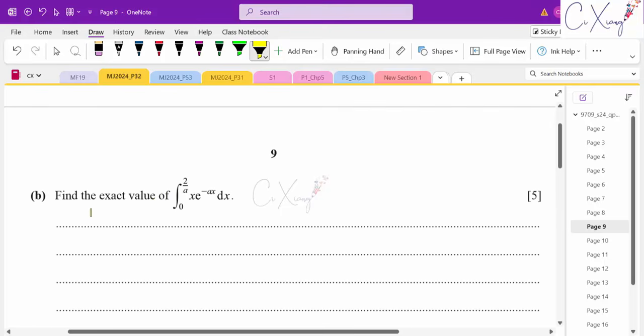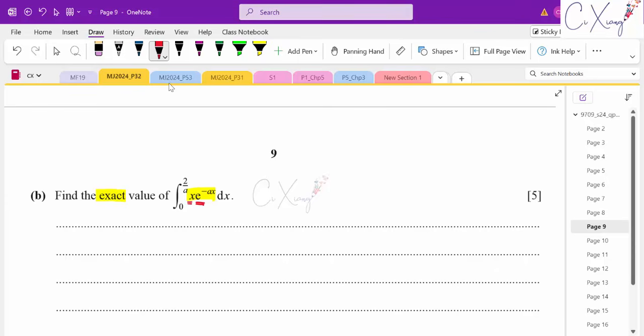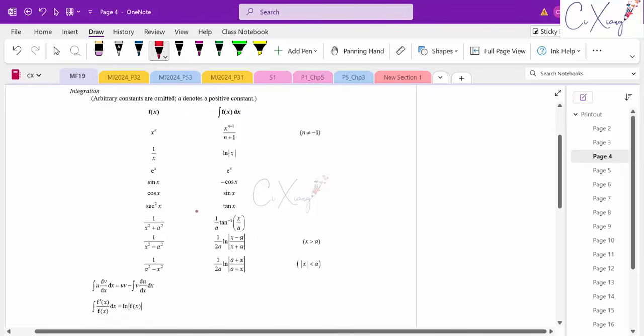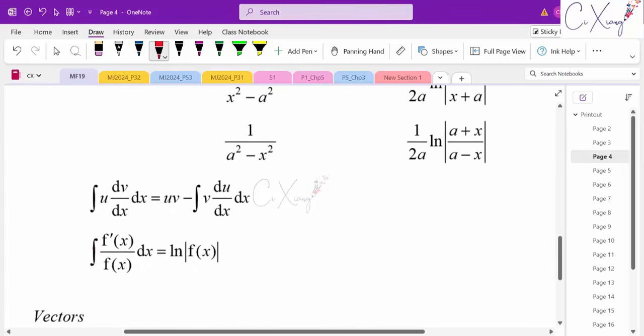Okay, so for part B, they want us to find the exact value of this integration. Highlight the keyword exact value. That means your final answer cannot be in decimal number, yeah? It must be in surd form, pi form, or fraction. Then now, how can we integrate this expression here? x e power negative ax. Again, it is the product of two different functions. So when we want to find the integration for the product of two different functions, we basically need to apply integration by parts. Okay, so the integration by parts formula is provided in the formula booklet. So this is what we have.